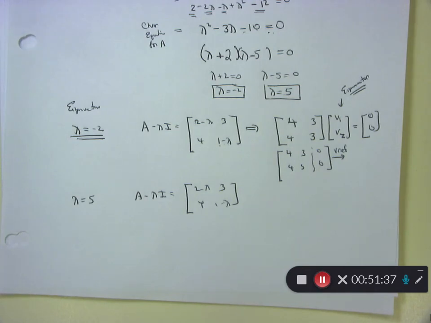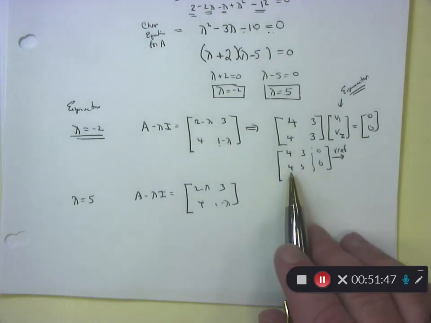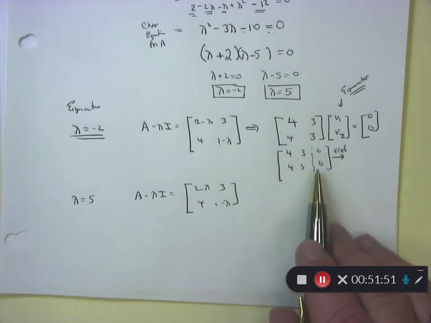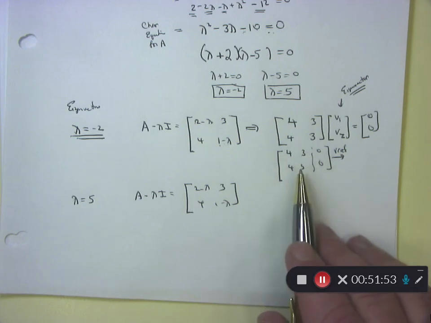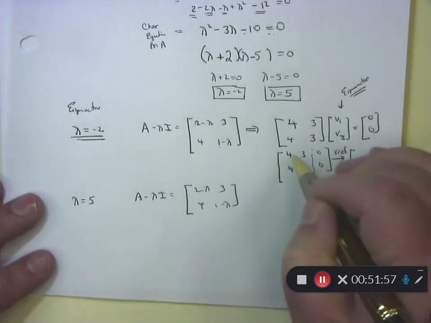And notice what you get immediately. This will happen to you every time. You have to get at least one row of zeros. What is negative row 1 plus row 2? Well, row 1 and row 2 are the same. So when you subtract one from the other, you're going to get a row of zeros. And to make it reduced row echelon form, this will be a pivot.